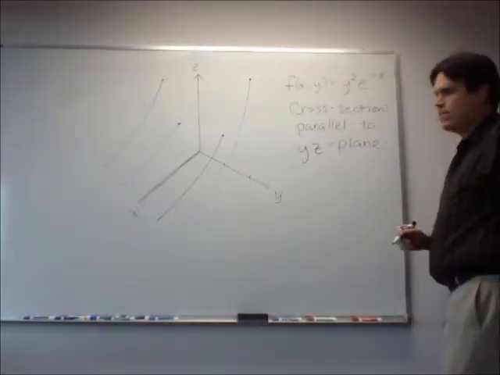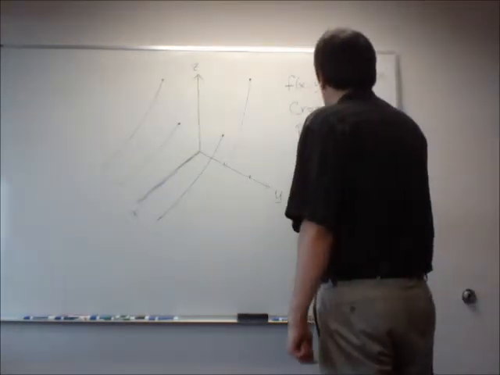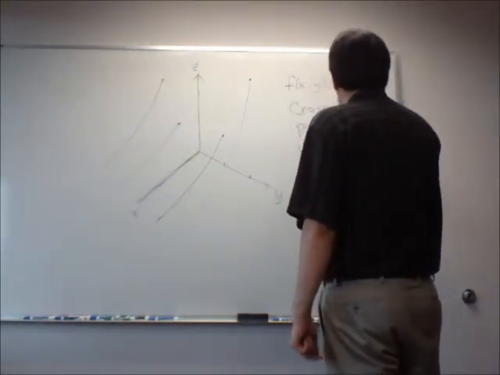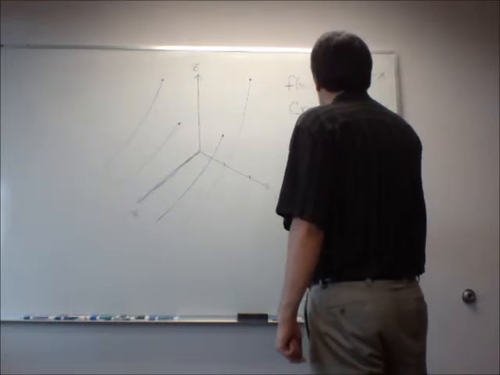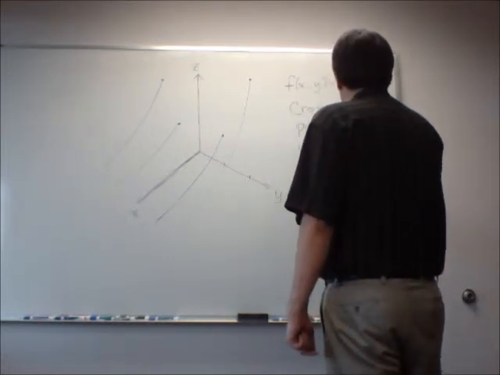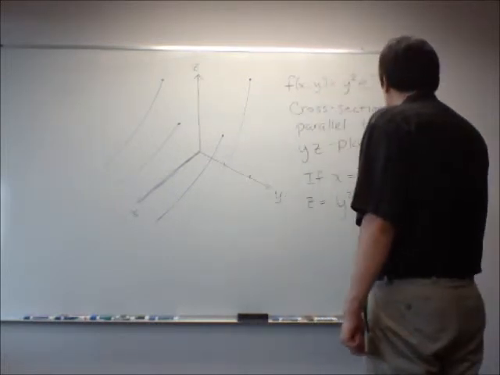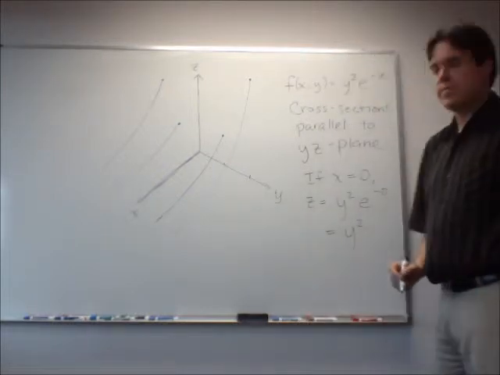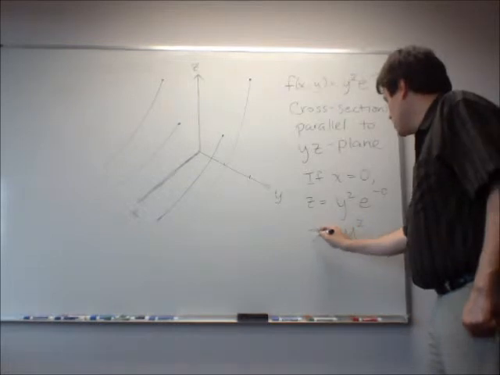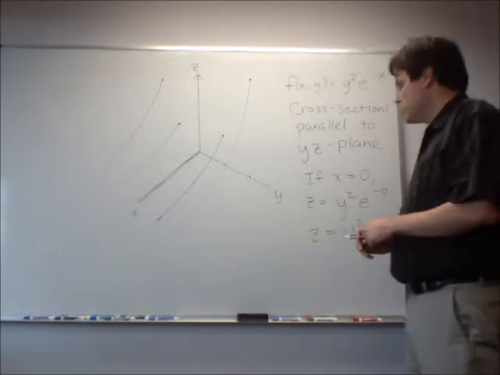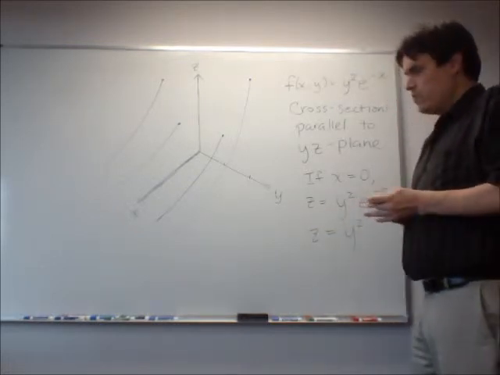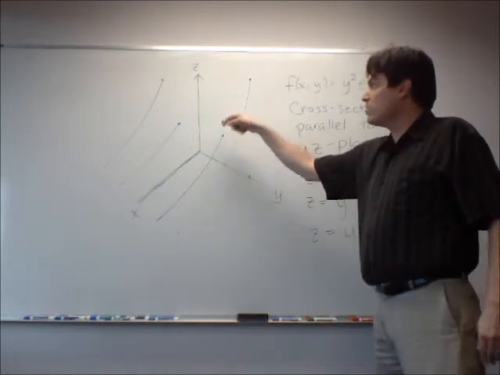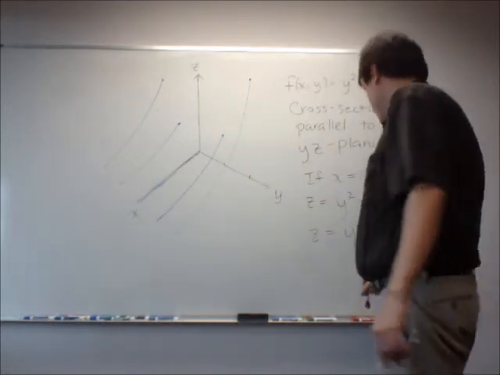Okay, so what happens if I fix x? If x is equal to 0, then I get z equals y squared times e to the minus 0, which is just y squared, because after all, e to the 0 is 1. Okay, so I get z equals y squared. I know what that's going to look like. It's going to look like a parabola. And if you've been paying attention, you'll notice that I actually have the beginnings of that parabola here already.